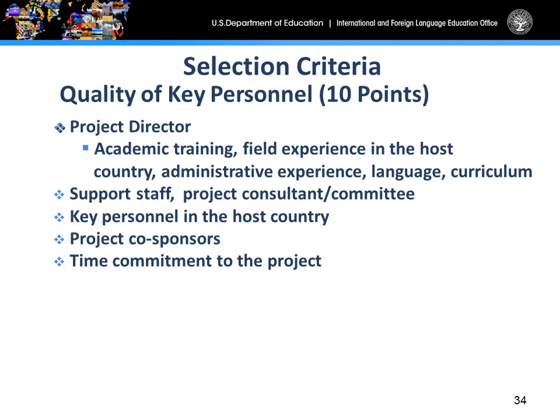Applicants should also provide host country key personnel qualifications. These can include administrative staff, language teachers, assessors, and evaluators. Please be sure to include their titles, project responsibilities, and again, their time commitments to the project.